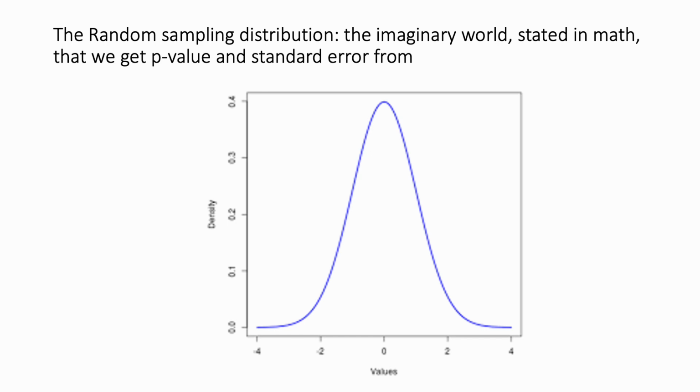This probability distribution tells us the probability of sampling any experimental result, from negative infinity off the screen to positive infinity off the screen, if the null hypothesis were true. That is the random sampling distribution. The standard deviation of these potential results is your standard error. Okay? That's it.